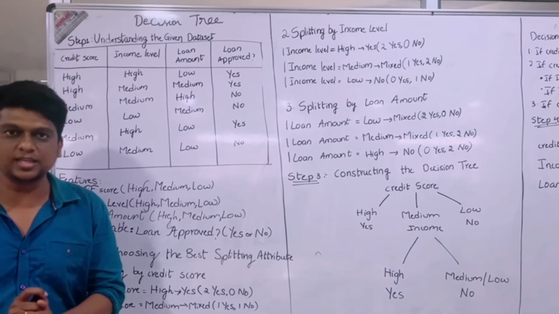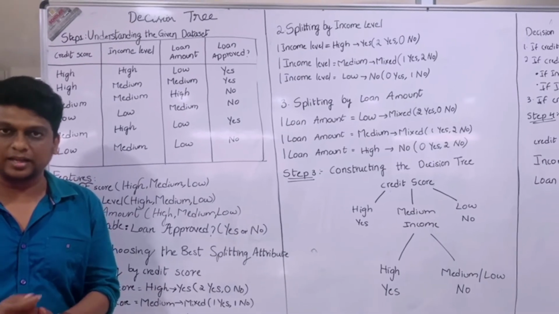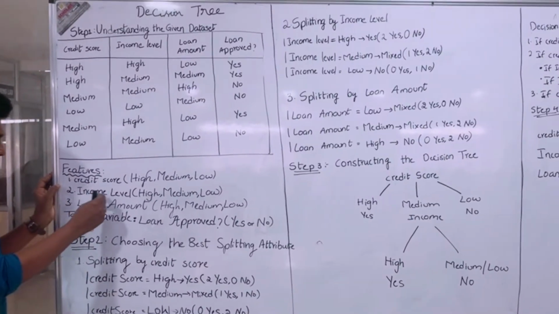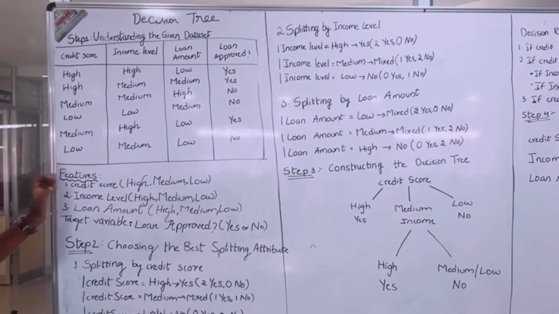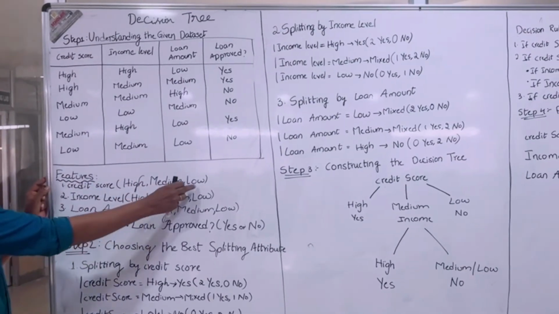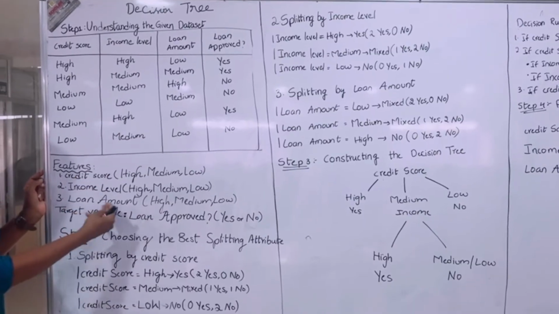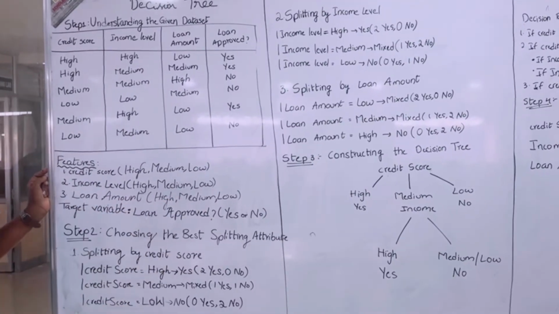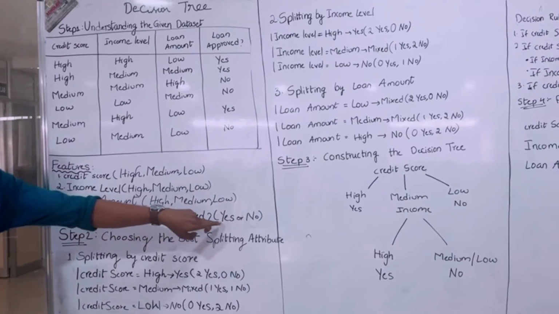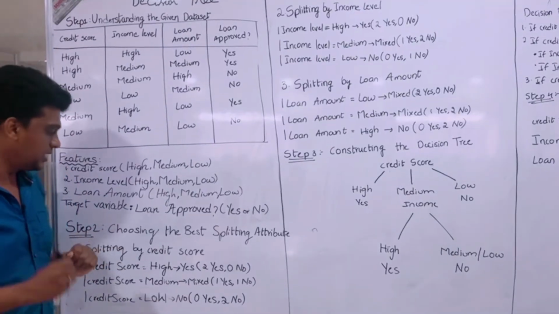A decision tree is a supervised machine learning algorithm and it comes under classification. Here the main features are credit score, income level and loan amount. Credit score is classified into three attributes: high, medium, low. Income level is also high, medium, low, and loan amount is also high, medium, low. The target variable is loan approved, whether yes or no. This means that it is a classification based algorithm.